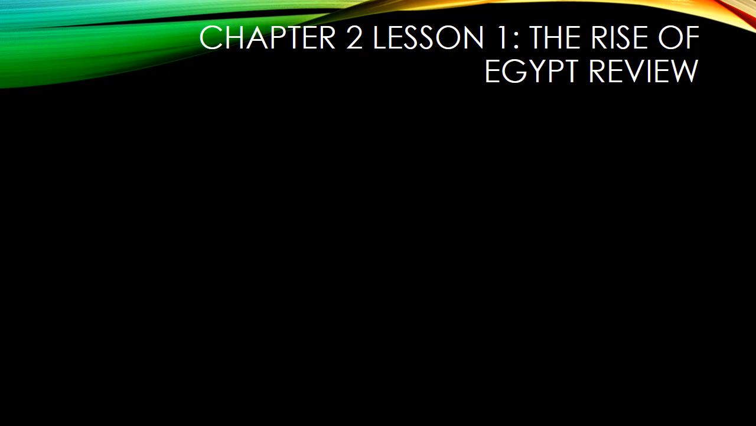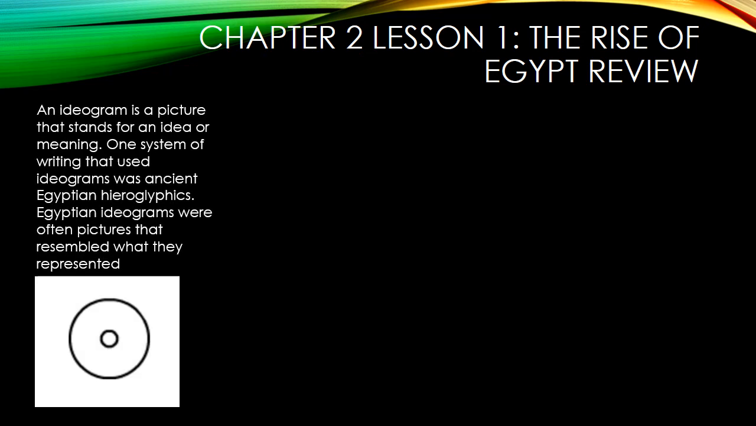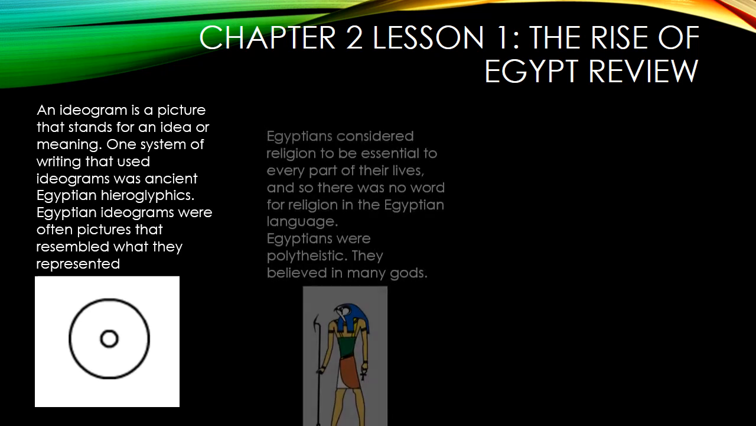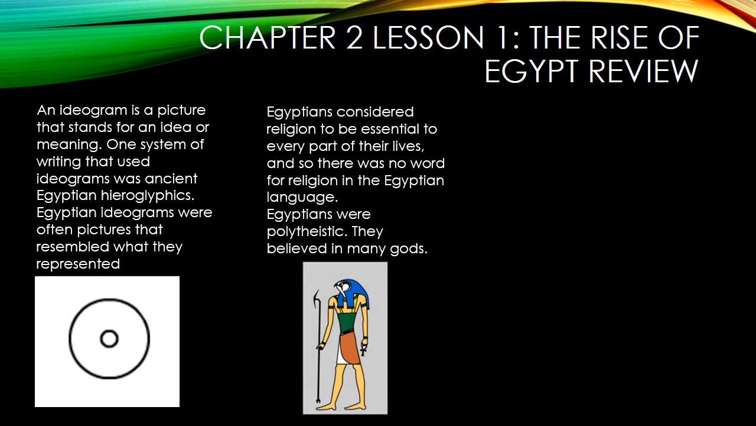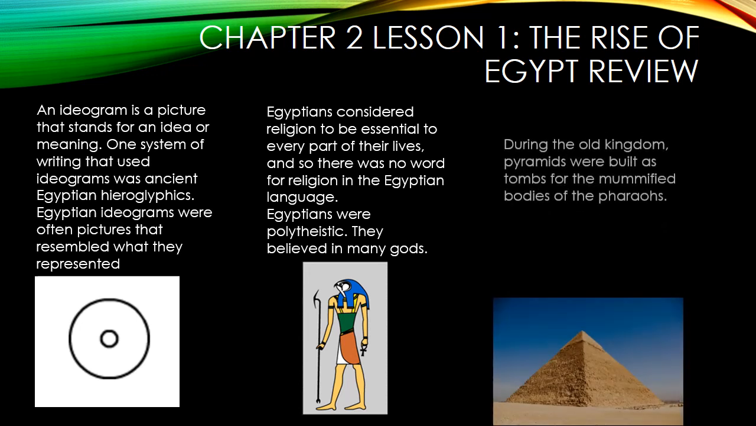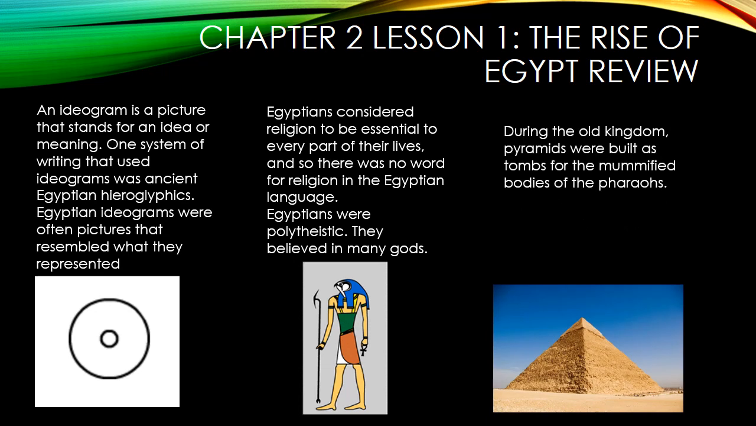So let's wrap it up. Let's review. Chapter 2, Lesson 1, the Rise of Egypt. So an ideogram is a picture that stands for an ideal or meaning. One system of writing that used ideograms was ancient Egyptian hieroglyphics. Egyptian ideograms were often pictures that resembled what they represented. Egyptians considered religion to be essential to every part of their lives, and so there was no word for religion in the Egyptian language. Egyptians were polytheistic. They believed in many gods. During the Old Kingdom, pyramids were built as tombs for the mummified bodies of the pharaohs.